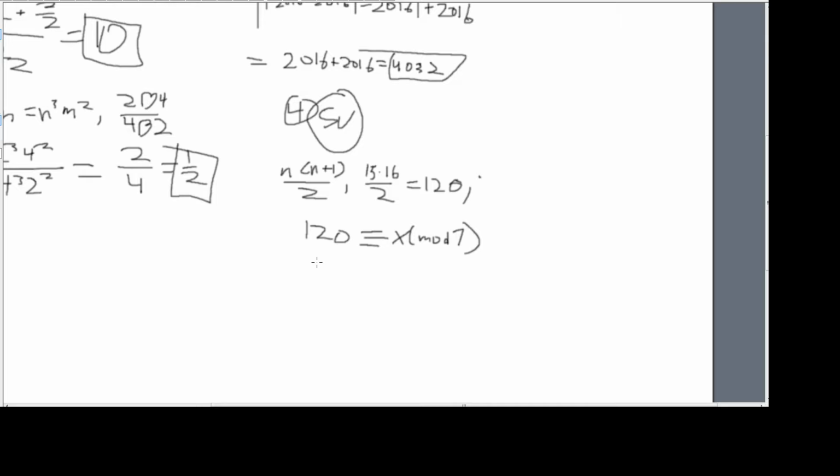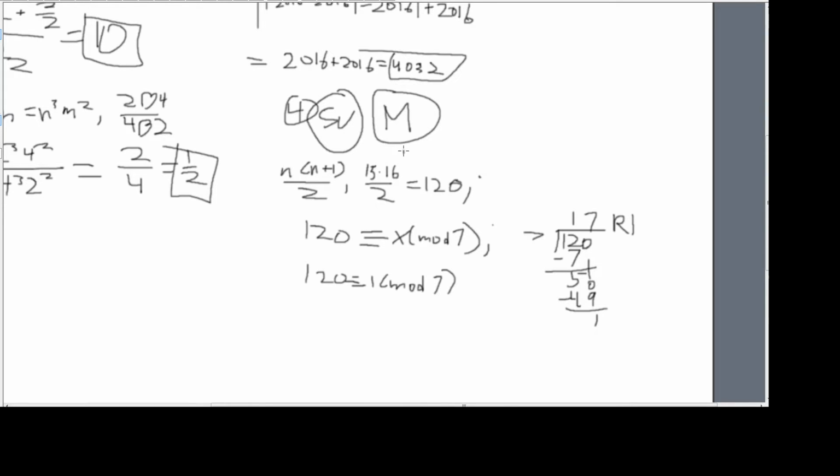So we're going to test for values. We're going to divide 120 by 7. 7 times 17 is 119, so it's going to be remainder 1. So it's going to be congruent to 1 modulo 7. And since Sunday is 0 modulo 7, Sunday is going to be congruent to 0 modulo 7. Monday is going to be 1 modulo 7. So Monday is your answer.